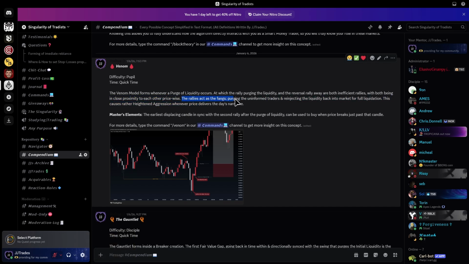These rallies act as fangs, purging the uninformed traders and re-injecting liquidity back into the market for further liquidation. This causes rather heightened aggression whenever price delivers the day's narrative. The earliest displacing candle in sync with a second rally after the purge of liquidity can be used to buy when price breaks just past that candle. And there's the definition. That's it, right?